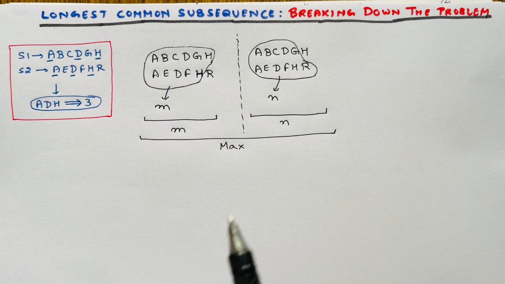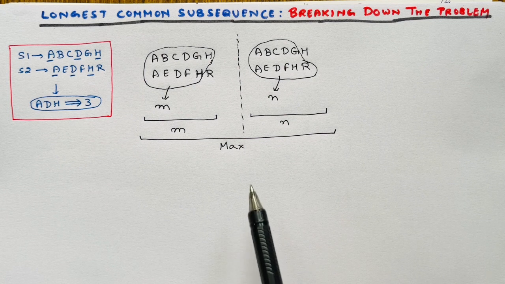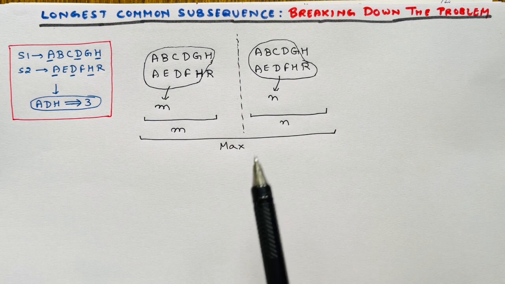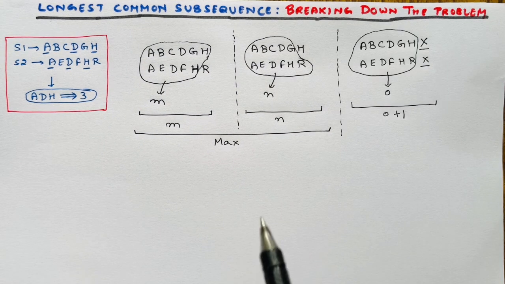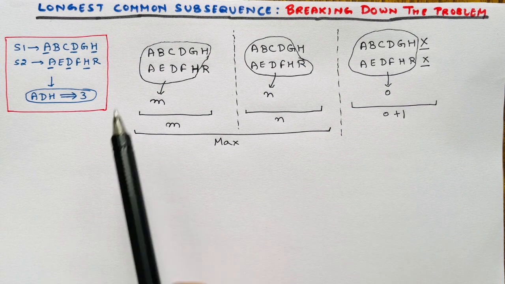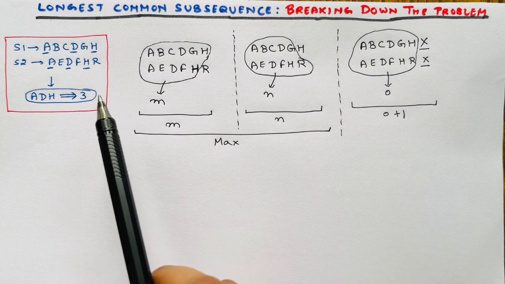We still have one more case left: the case where we have to shrink both the strings by one character. What will be such a case? It will be when the last characters of both the strings are the same. In our example, the last characters of both the strings were different.